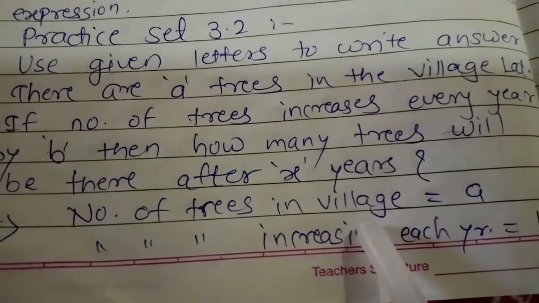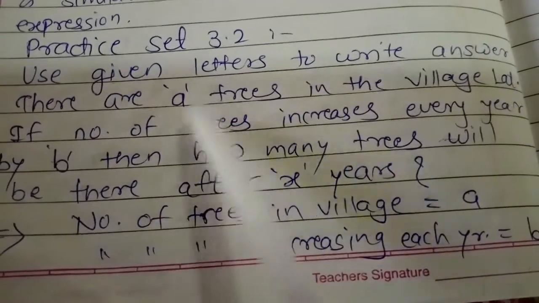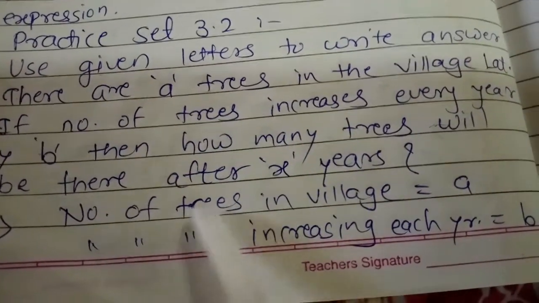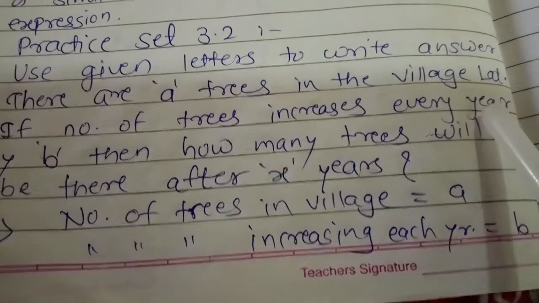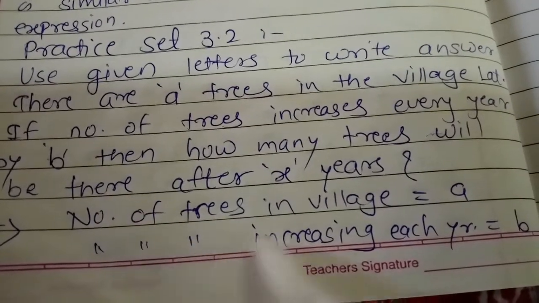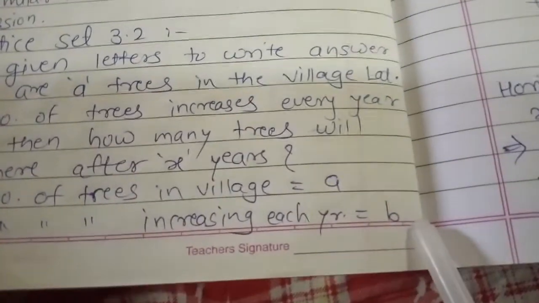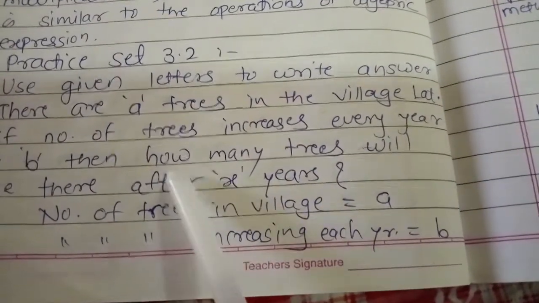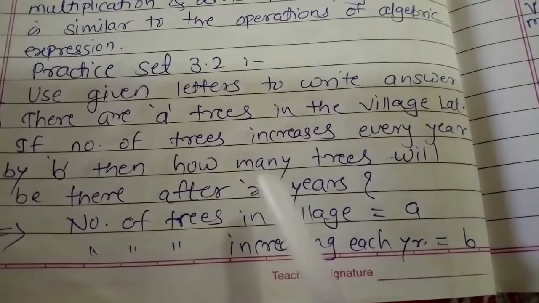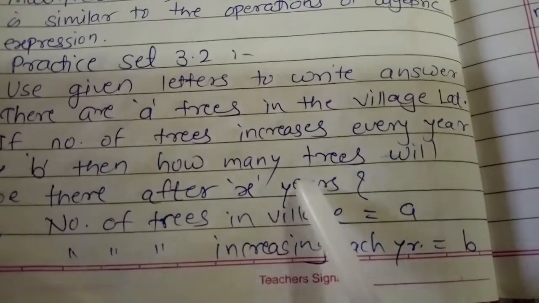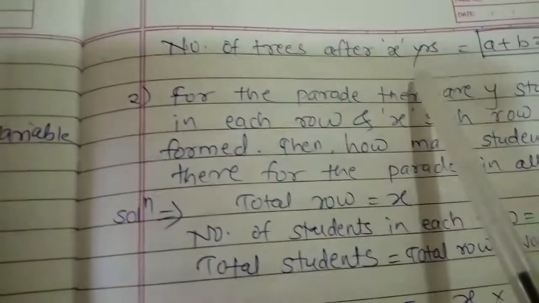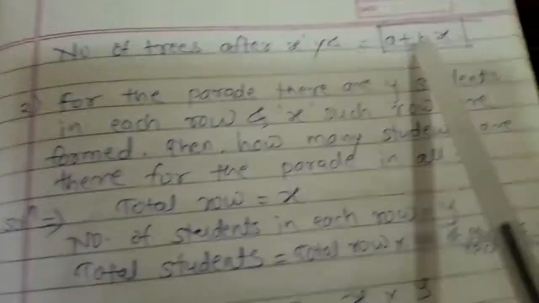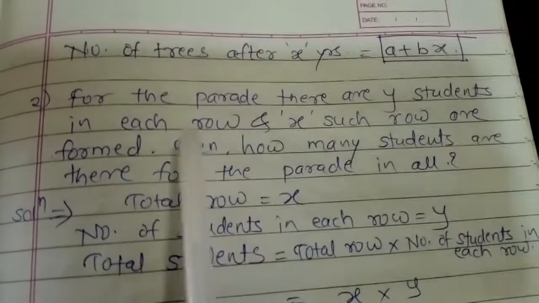So you are given the number of trees in the village is a, and the trees are increasing every year by b. We ask how many trees will be there after x years. So after x years, each year we have to multiply by x. So we will get the number of trees after x years is equal to a plus bx.